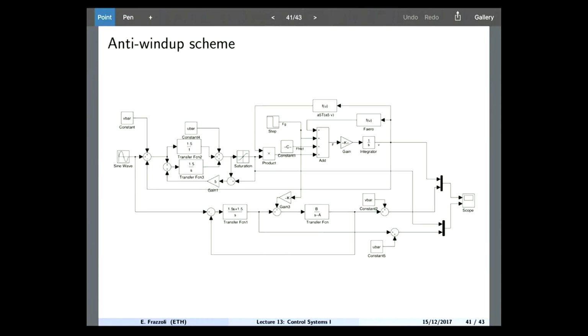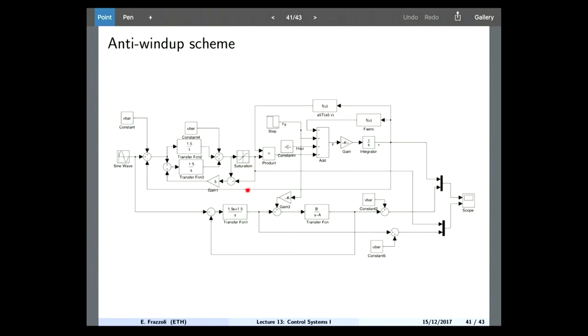So how do you draw it? Essentially what you see here is the saturation block. At this point is the ideal control input, the control input that I would like to have. Right after the saturation block is the input that I can apply.